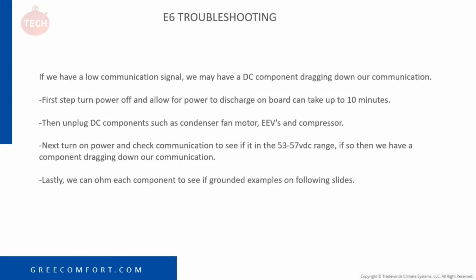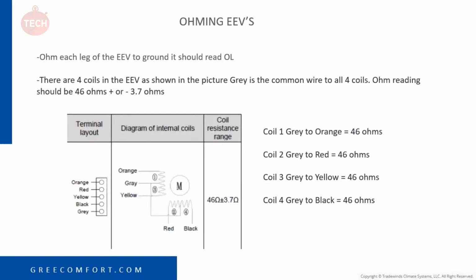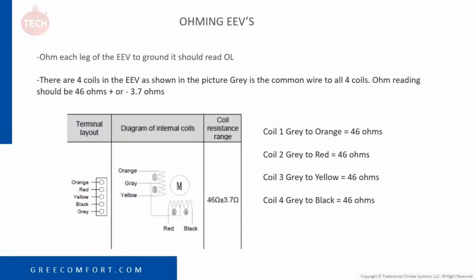So lastly, we can ohm each component to ground. We'll get into that on the following slides. So this would be ohming the EEV. We have a good picture here. Gray is our common. When you're ohming the EEV windings themselves, you're going to go from gray to each color. They should be, in this example, 46 ohms. As long as they're close to each other, that's what we're looking for. It doesn't have to be perfect, but we're looking for somewhere around 46 ohms. As long as they're all within a few ohms of each other, it should be good.